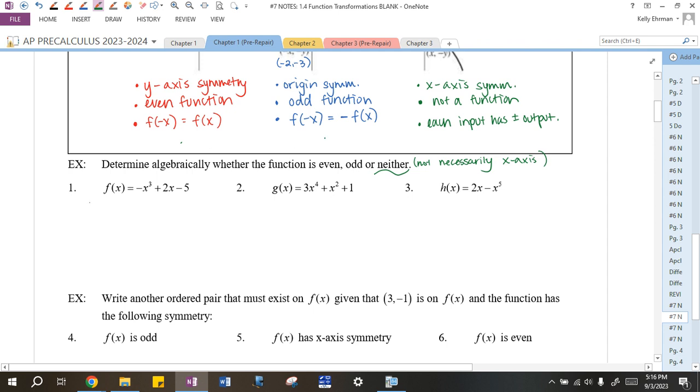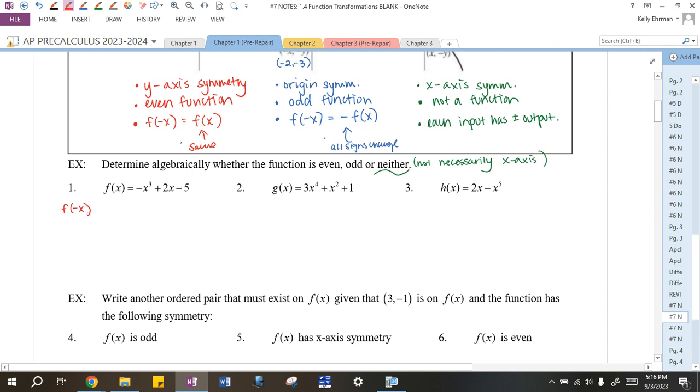All right, so what we should be doing is plugging in negative x. And if we get the exact same equation when we plug in negative x and simplify, we have an even function. If we get the exact opposite, meaning all signs change on every term, then we have an odd function. So let's check it out.